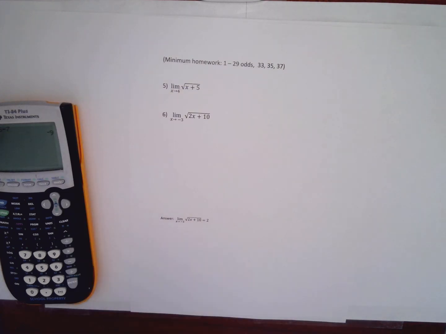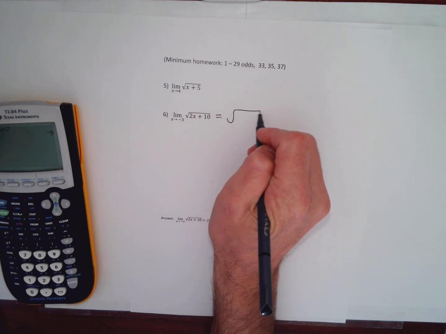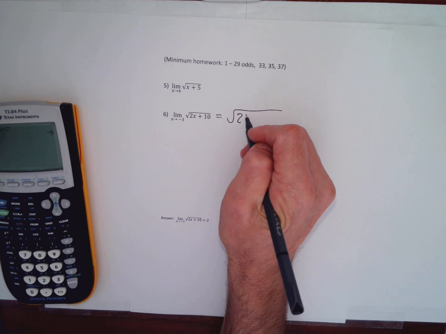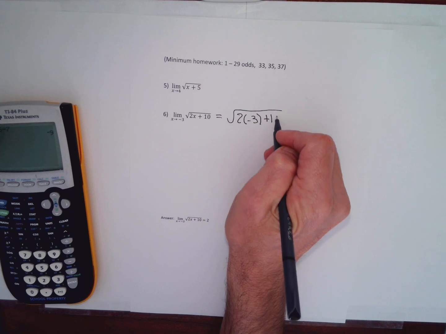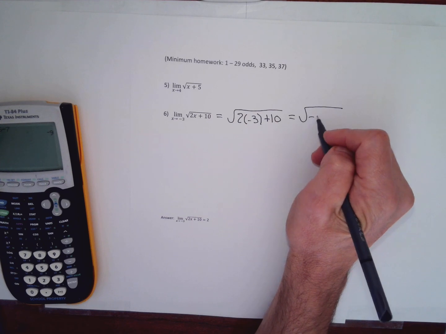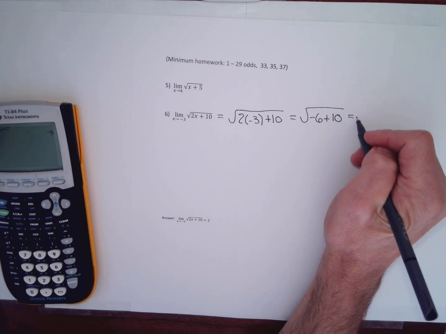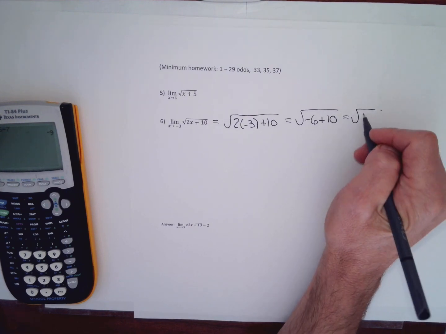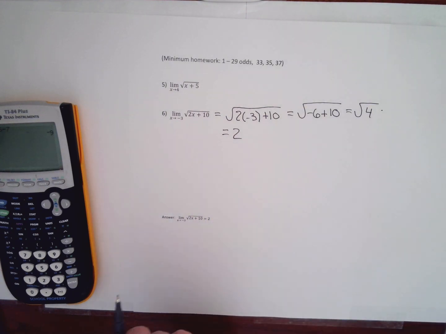Even square roots can work out. For number 6, to find the limit as x approaches negative 3 of the square root of 2x plus 10, I'm simply going to plug in negative 3 for x and hope I don't get something that's ugly. Do the order of operations. Under the square root, 2 times negative 3 is negative 6. And then under the square root, negative 6 plus 10 is 4. The square root of 4 is 2. Since that's a nice real number, the answer to number 6, the limit is just 2.